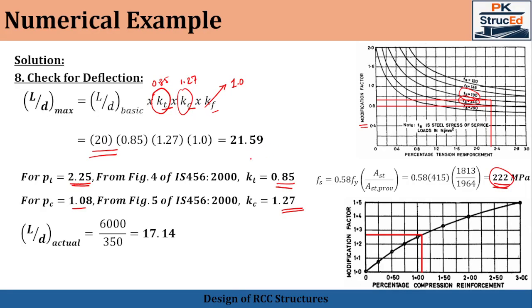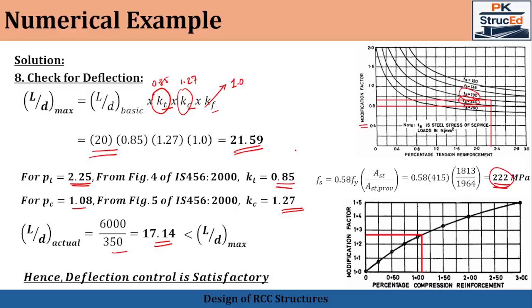Here the actual L/D ratio is effective span 6000, that is 6 meters, divided by effective depth 350, which is 17.14. And this value is less than the limiting value of 21.59. Therefore, the beam deflection control is satisfactory.